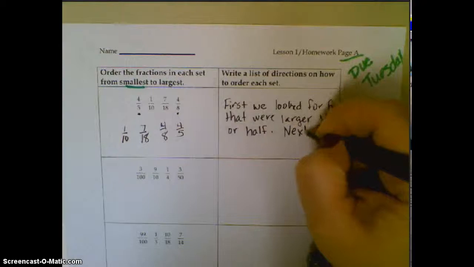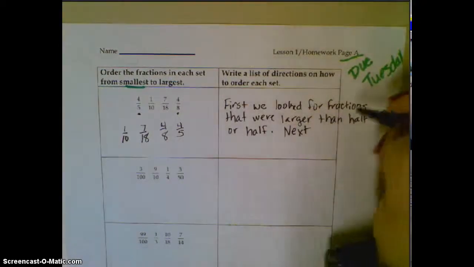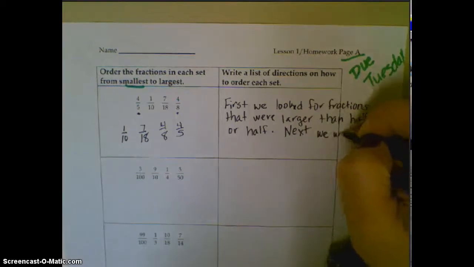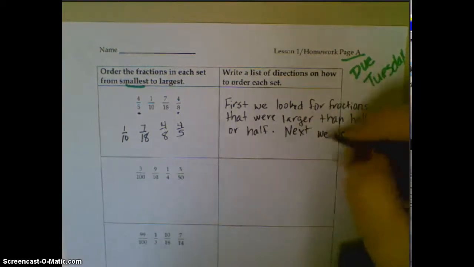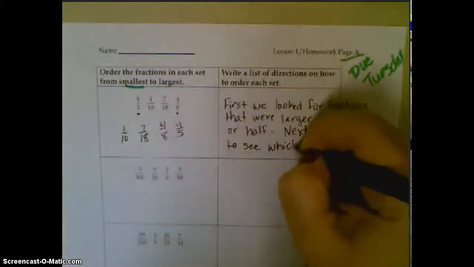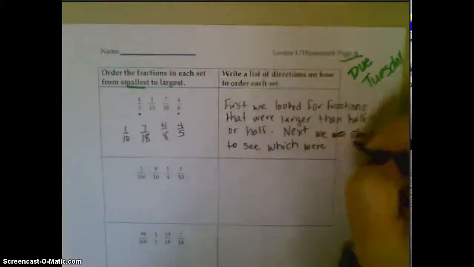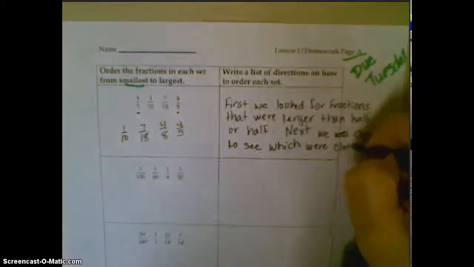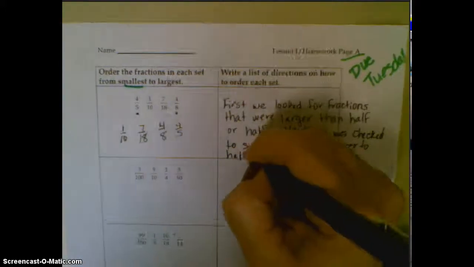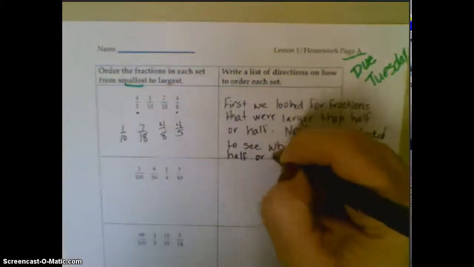Next, don't you love those sequence of events transition words in there? First up here, and then next we, oops, I wrote it twice. Next we checked to see which were closer to half or 0.